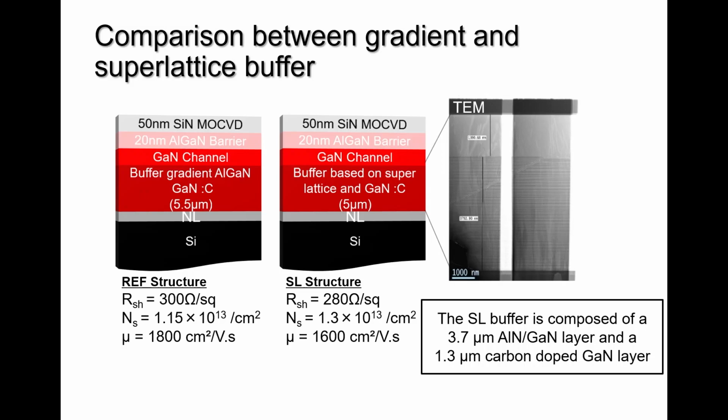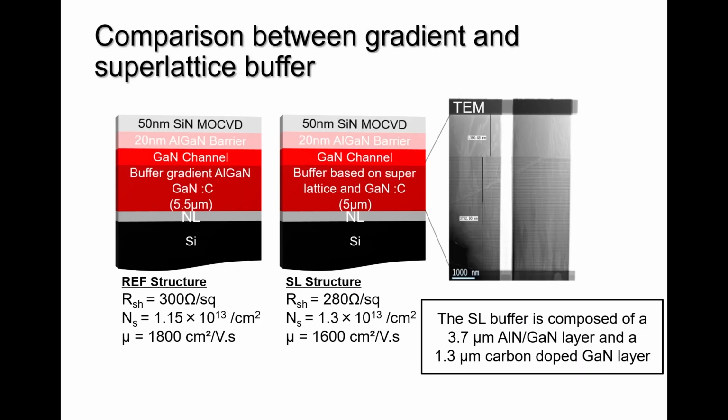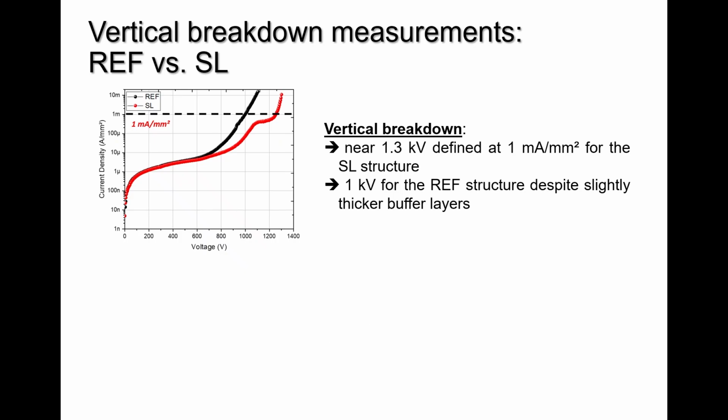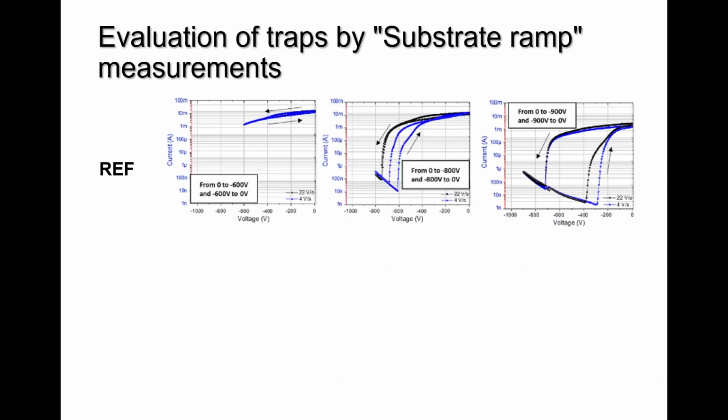And you want to get the best of both worlds with increased quality. So let's see what we got. In terms of breakdown, keep in mind this was a little bit thicker, so there's a slight improvement above 1 kilovolt in the case of the superlattice as compared to the reference. In terms of temperature, there's also a slight improvement. It's not tremendous, let's say, but the behavior versus temperature was pretty clean. But more important is you can reach high breakdown, but also low current collapse.